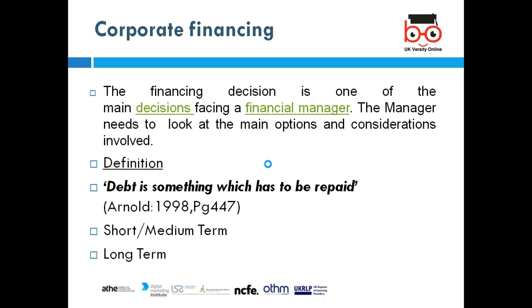So what is corporate finance? Why do we need corporate finance? It relates to the corporation. Corporation means organization, a multinational company, or Ltds. A corporate business is a registered business, and the Companies Act 2006 governs the companies. So we need to look at those rules as well. The financing decision is one of the main decisions facing a financial manager. So the financial manager makes the decision about the finance for the company.